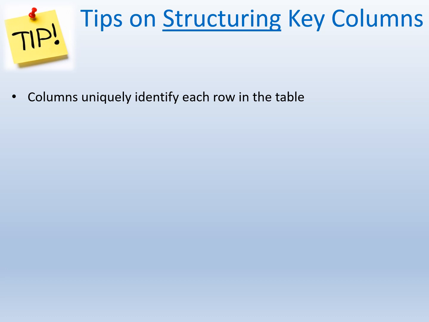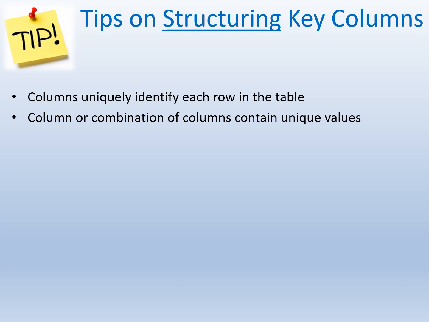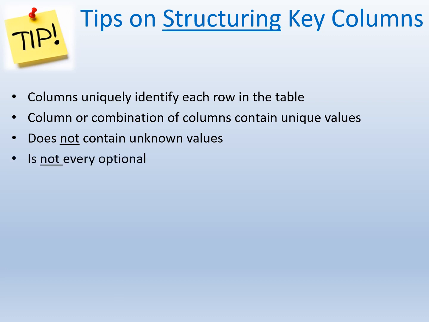A key column uniquely identifies each row in its table. It can consist of one column or a combination of columns to form a unique value. It cannot contain unknown values. It cannot be an optional column. A value has to be entered in the column, and the value has to be unique. It cannot be unknown. It has to be a valid value. And this value should never be modified once entered into the table.